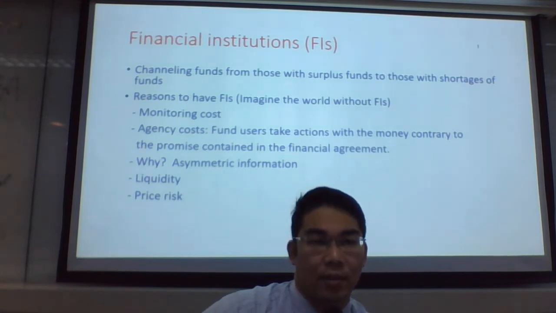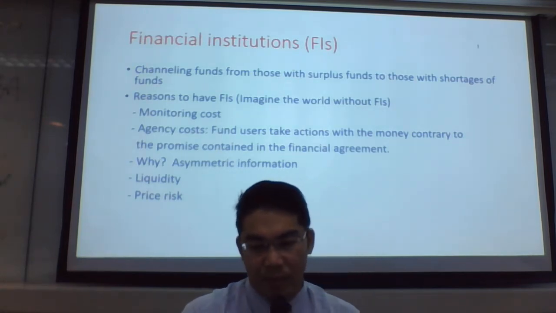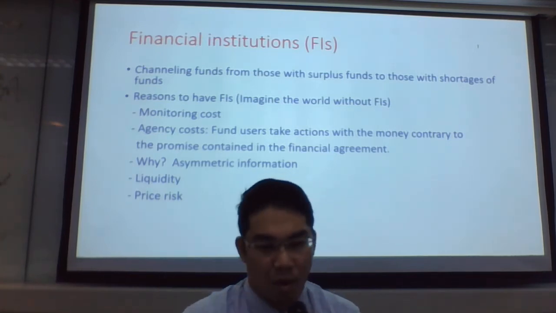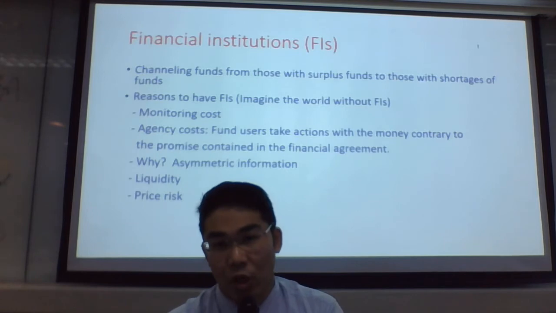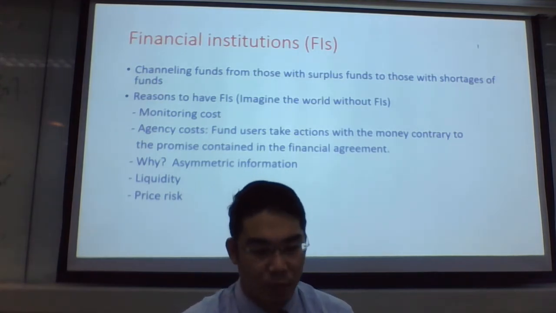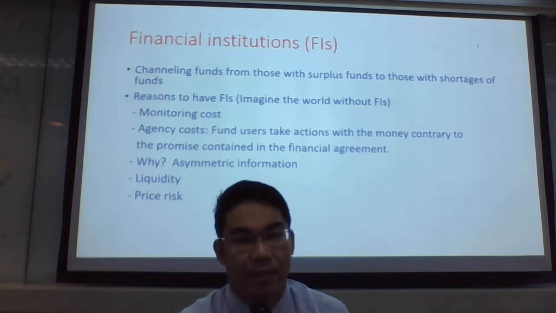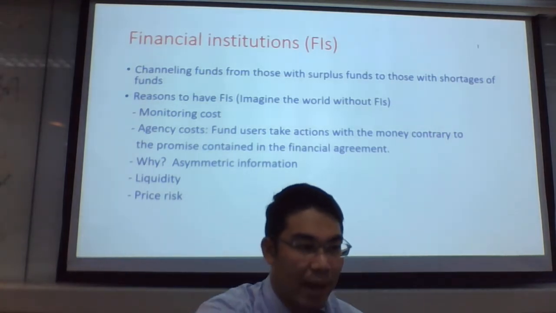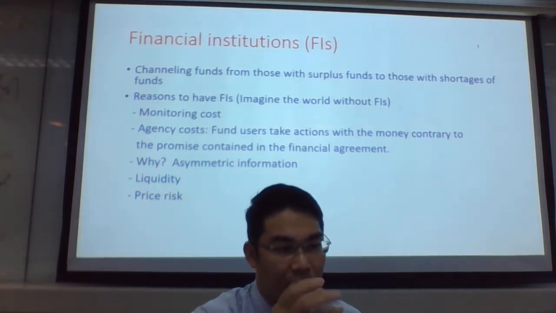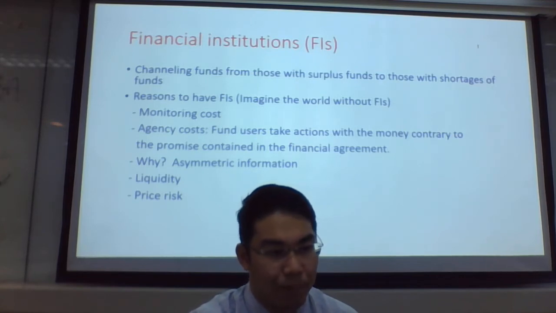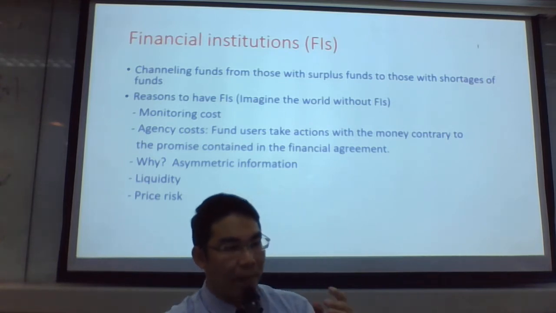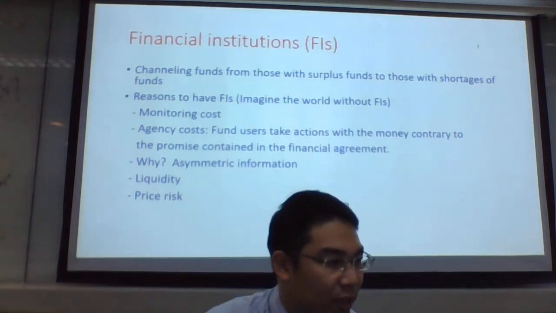Okay. So the people who have the surplus, sometimes we call them the lenders, or the surplus units. The surplus unit will have excess money, and then they can deposit the money in the bank, and after that, the bank will channel the money to the people who have productive investment opportunities. And the reasons why we have the financial institution, you can see for this one.